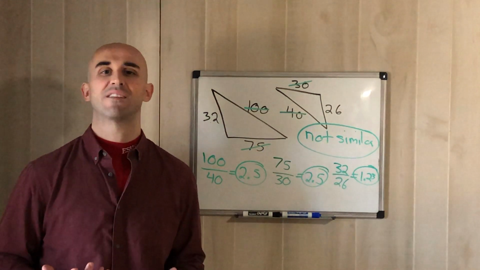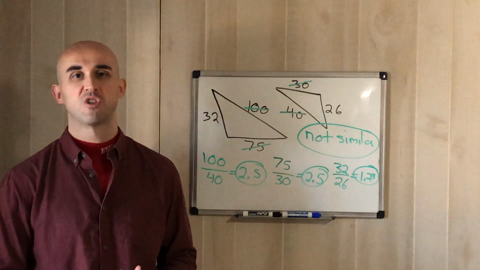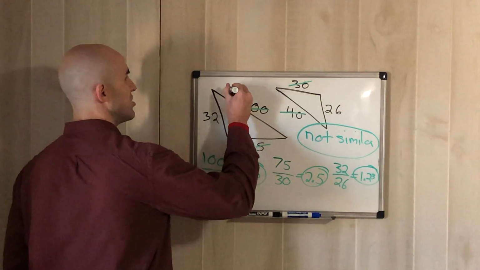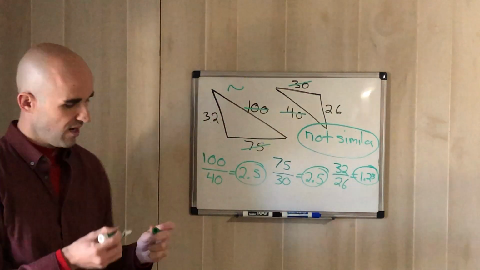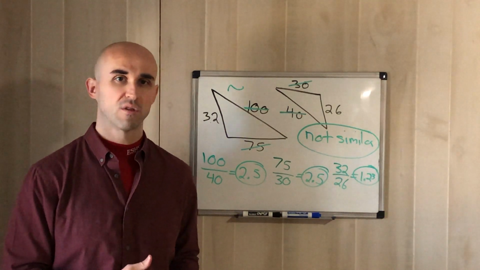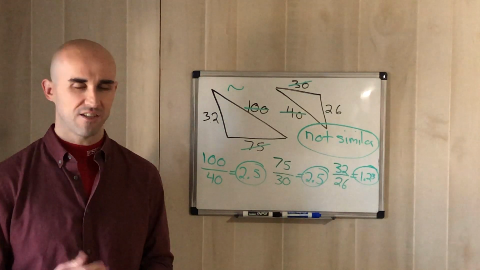Always remember, the way you find a scale factor, you divide, right? When it comes to similar, similar just means alike. The symbol is a squiggly line, right? Whenever you see that, it just means the word similar. And remember, angles are always going to be congruent for corresponding angles, and the corresponding sides are always going to be proportional. They're always going to change the same.